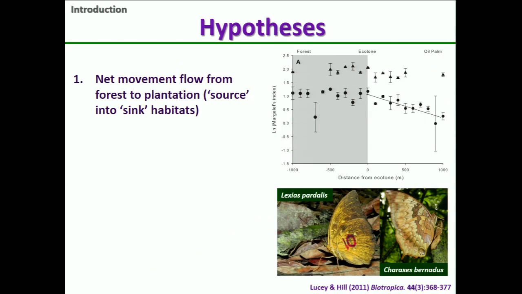My first hypothesis was that the net movement of individuals would be from rainforest into plantation. This was based on the literature of source sink dynamics and also the literature on spillover. A previous study on spillover by Jen Lucy and Jane Hill has shown that rainforest butterflies do spill over from the forest into the oil palm plantations, and you can see that species richness decreases the further you go into the plantation matrix. As a side note, I'm specifically interested in what's going on at the boundaries of these habitats, and I don't actually go very far into either habitat type.